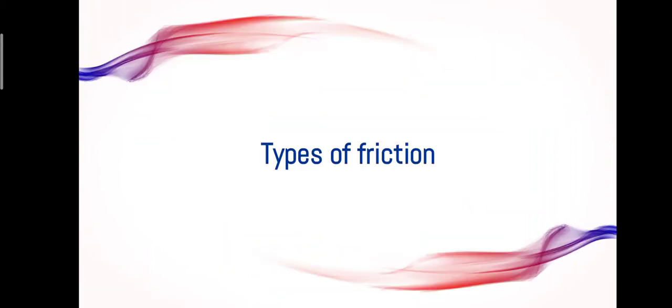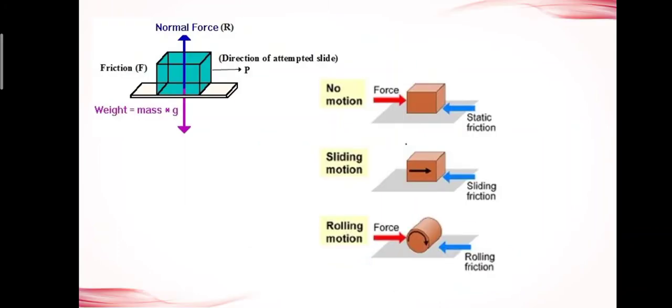And the next one, we have types of friction. There are four types of friction: static, sliding, rolling, and fluid friction. Static, sliding, and rolling friction occur between solid surfaces. Fluid friction occurs in liquids and gases.